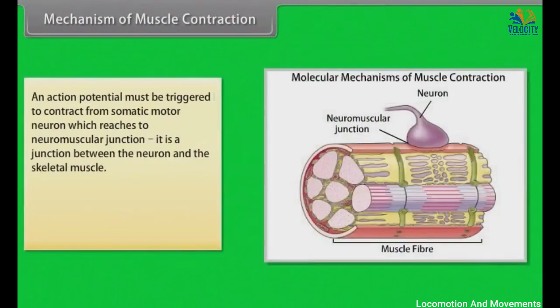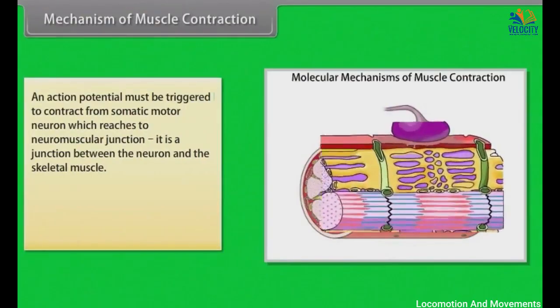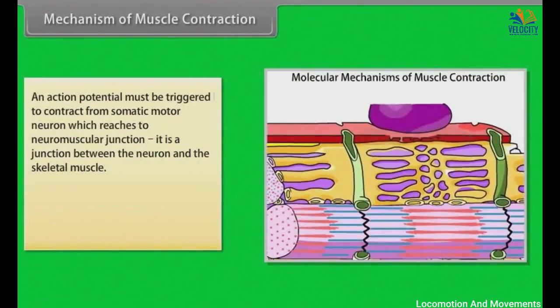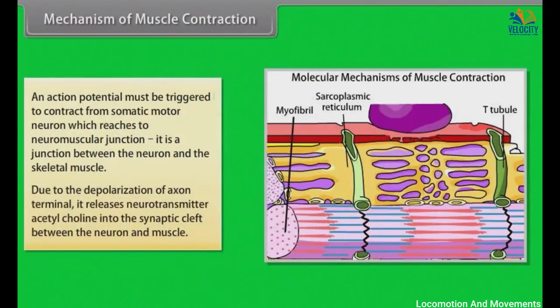An action potential must be triggered to contract from a somatic motor neuron, which reaches the neuromuscular junction. It is a junction between the neuron and the skeletal muscle. Due to the depolarization of the axon terminal, it releases the neurotransmitter acetylcholine into the synaptic cleft between the neuron and muscle.